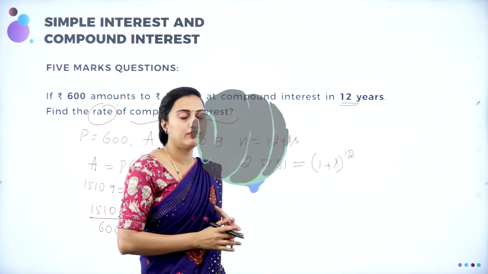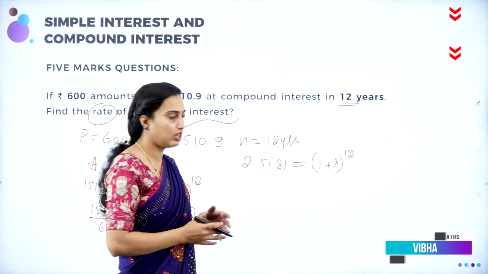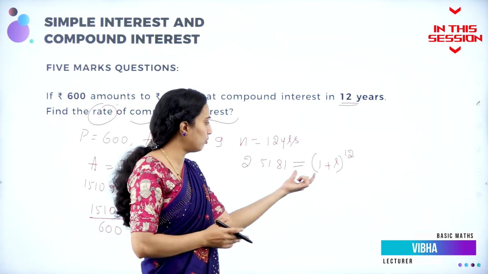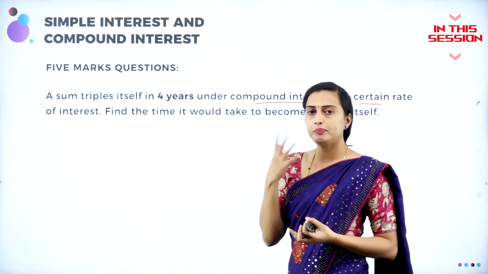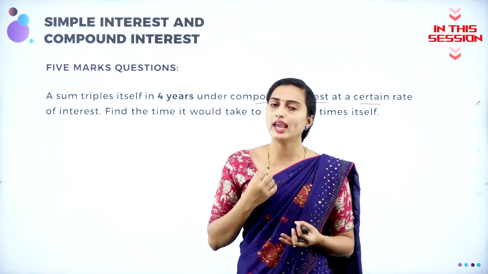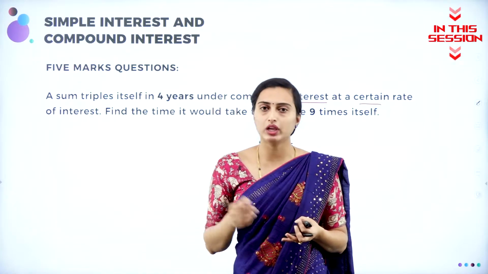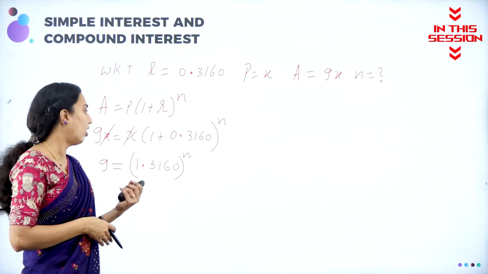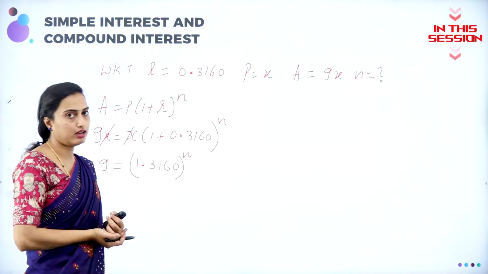If you do not have the power in your calculator, you can take log on both sides. It will become log 2.5181 is equal to log (1 plus r) to the power of 12. A sum triples means you are going to have the amount A equal to x. A sum will be tripled, A will be equal to 3 into x, that is 3x. Either you can use a log table or you can take n to this side, it will become 1 by n.